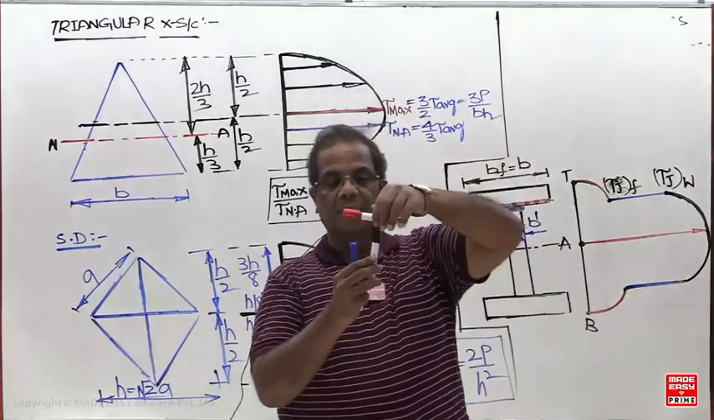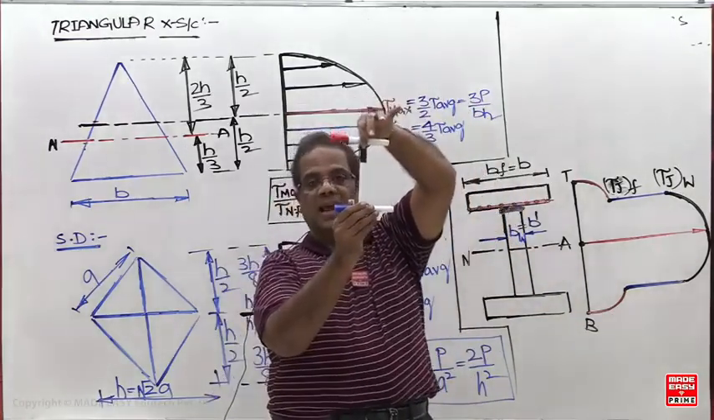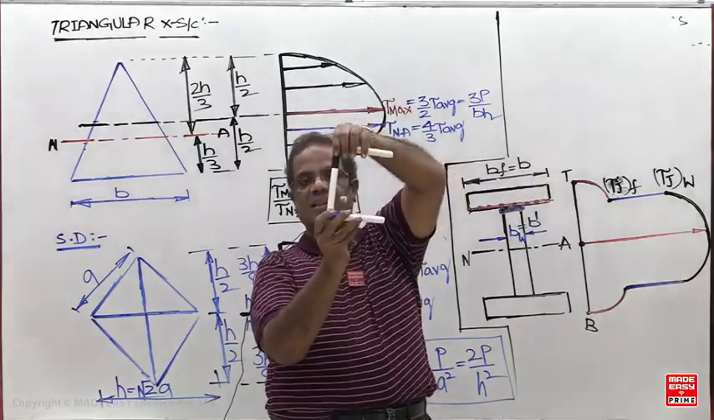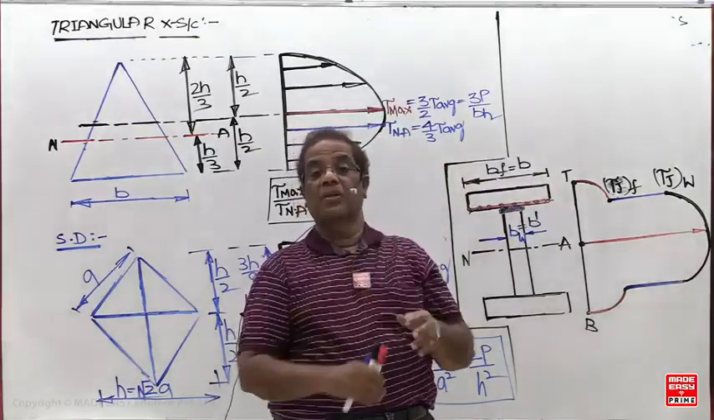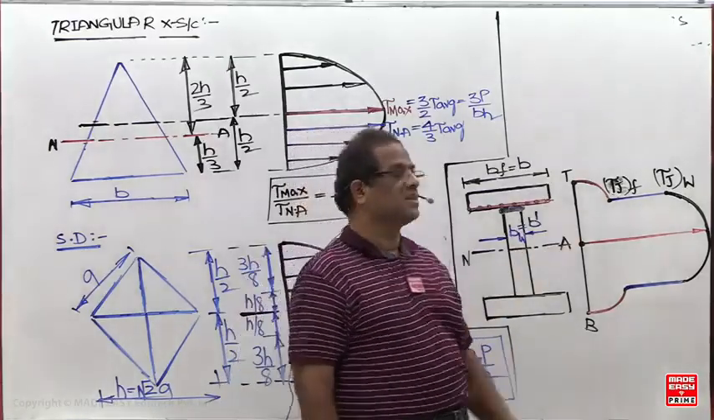T section is about the assembly of 2 rectangles. I section is the assembly of 3 rectangles. If I keep it like this, what is it now? Channel section. So always, at the junction, you are going to get 2 different widths, so 2 different shear stresses will be there.